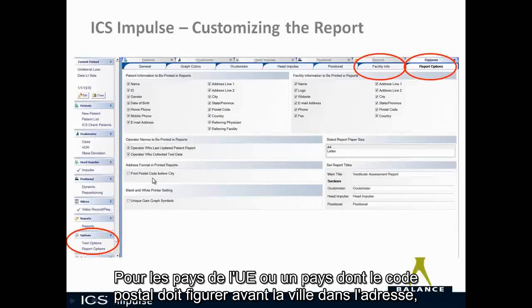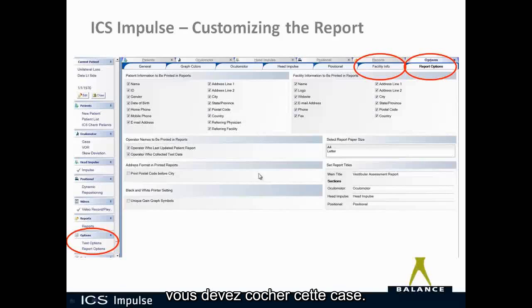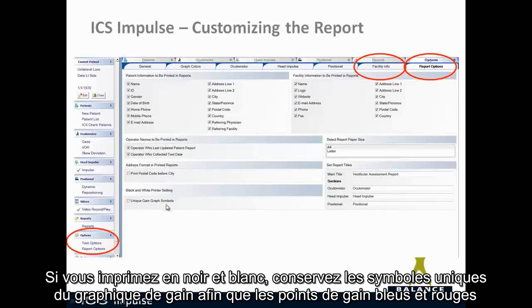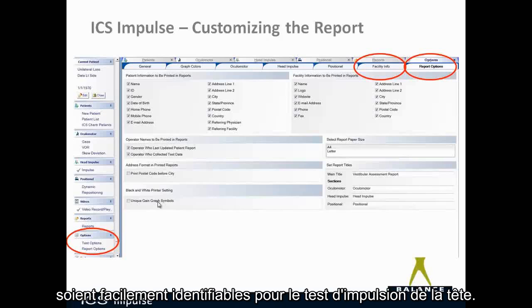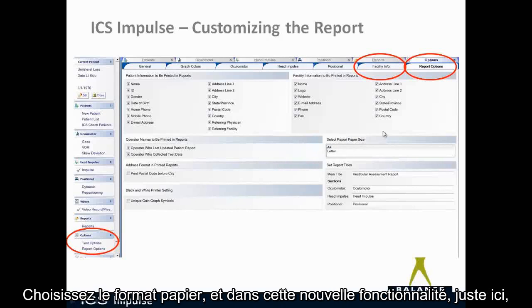If you're in an EU country or a country where the postal code comes before the city on the address, that box will allow you to do that. If you're printing to a black and white printer, you want the unique gain graph symbols so that the blue and red gain dots are easily recognizable for head impulse testing. You want to choose what type of paper size you're using.